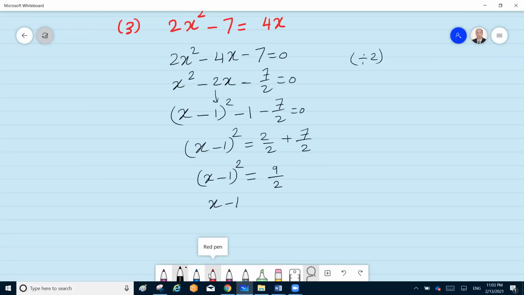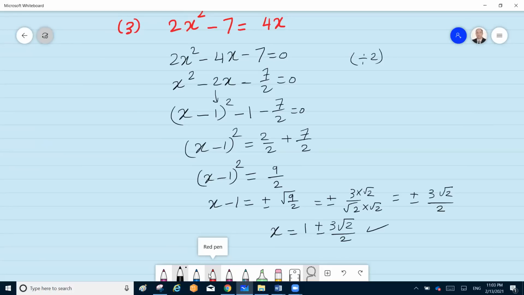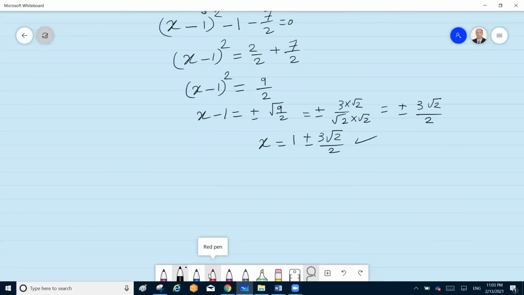So x minus 1 is equal to positive or negative root 9 over 2, which is positive or negative 3 over radical 2. Multiply by radical 2 up and down to simplify. It's positive or negative 3 radical 2 over 2. Finally, x is 1 plus or minus 3 radical 2 over 2, and this is the answer. Don't forget, these are two values. You have to split them finally into two values: x1 is 1 plus 3 radical 2 over 2, and x2 is 1 minus 3 radical 2 over 2.